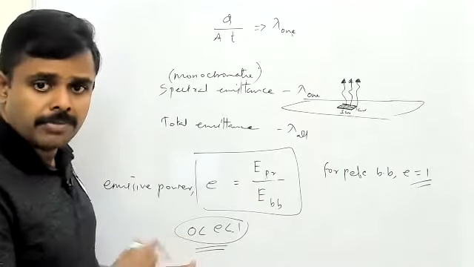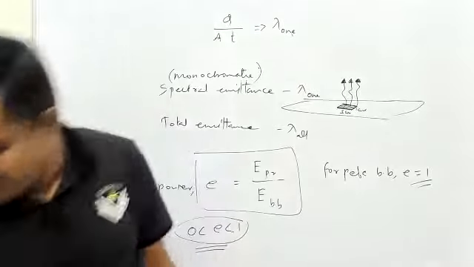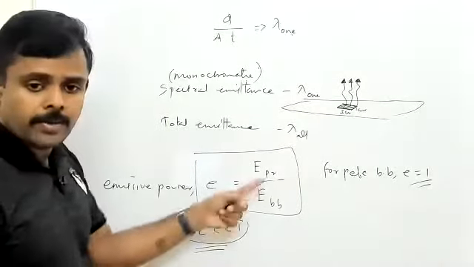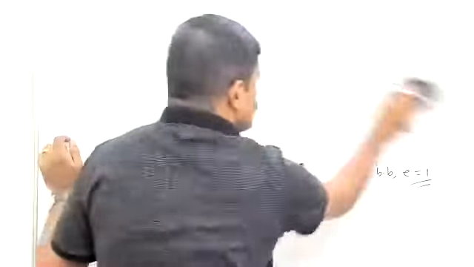Emissive power can be between what and what? 0 and 1. And the maximum value for a perfect black body, emissive power is equal to 1, because these values will be equal. So they'll get cut, leaving you with 1. Okay, so that is the first part.